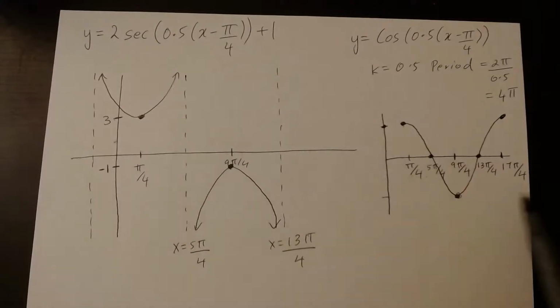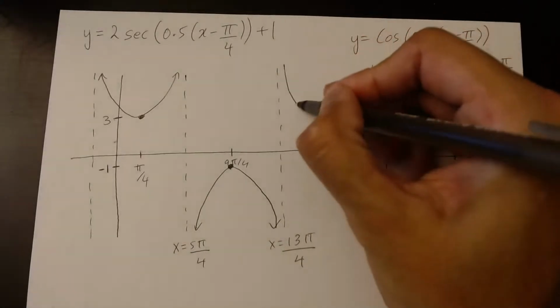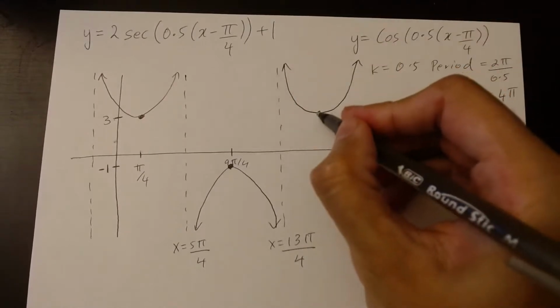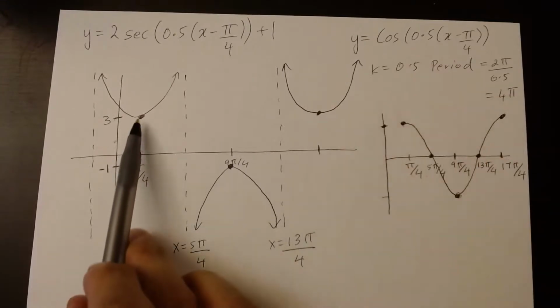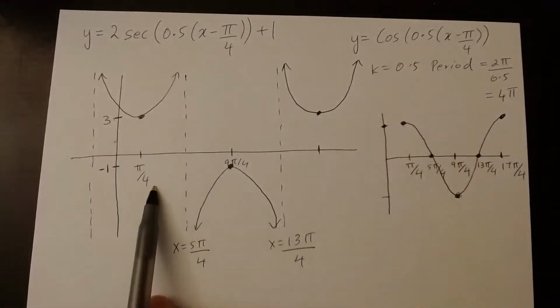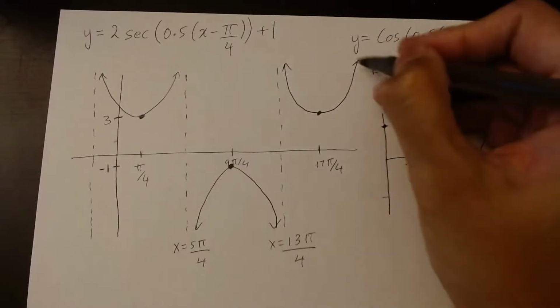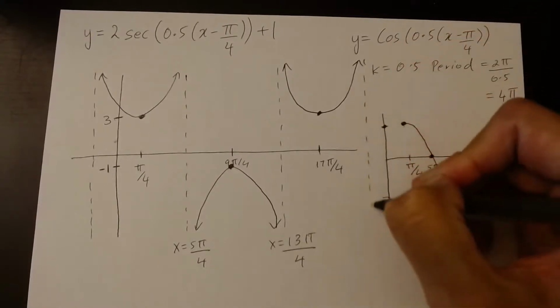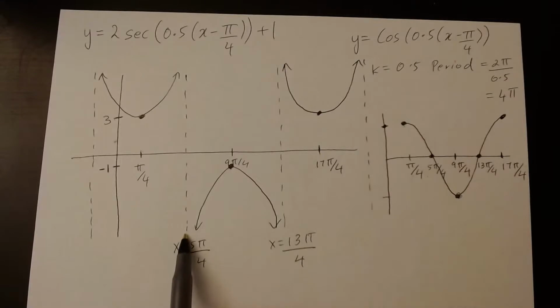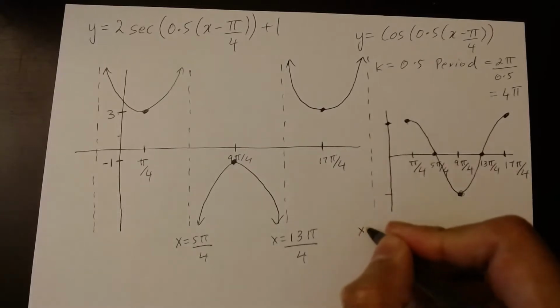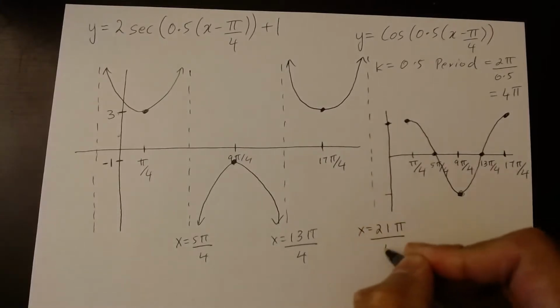Okay, if you want to sketch more waves of this, you could. It's going to repeat in the same pattern on both sides. It's just going to look like this. If I want to find the x value of this point here, I just have to add my period to this minimum. So pi over 4 plus 4 pi is just 17 pi over 4. I'm going to have another asymptote over here. If I want to find this asymptote, I just go to this asymptote and I add 4 pi. So 5 pi over 4 plus 4 pi is just x equals 21 pi over 4.